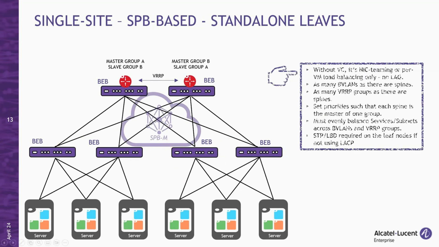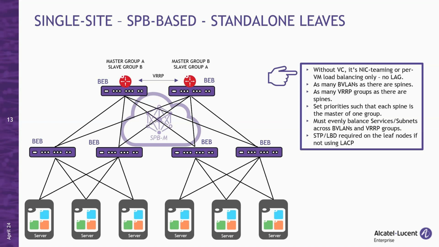So in an SPB design with standalone leaves, hypervisors are connected using NIC teaming, which performs per-VM load balancing. There will be as many backbone VLANs as there are spines, and you can use dynamic UNPs and SAPs, which will be configured on leaf nodes as per the different customer VLANs on the VMs on the hypervisors, which will be load balanced across the BVLANs by default.